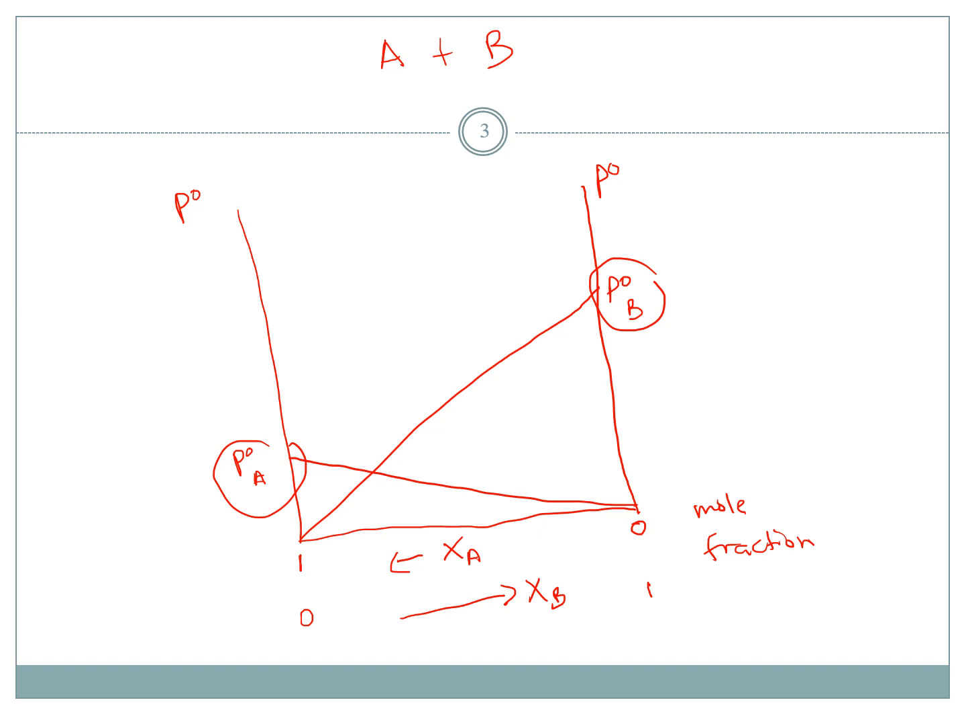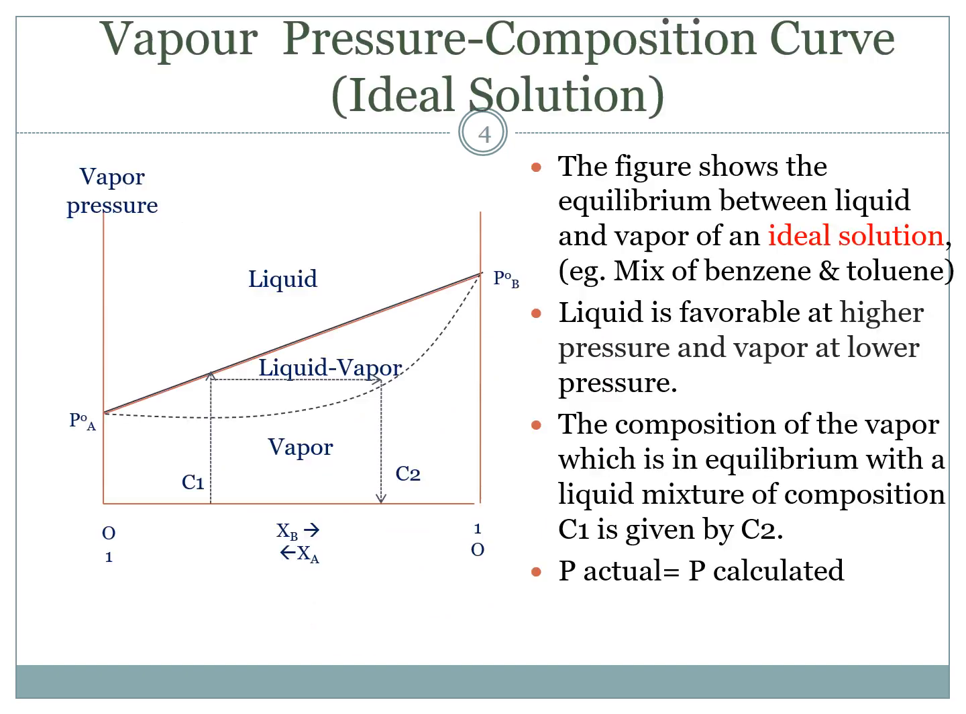To get the total vapor pressure of the mixture, you need to add the values of A and B together at each composition. So you will get a straight line as shown in the diagram. So this is the total pressure for the mixture. Vapor pressure composition curve for ideal solution.